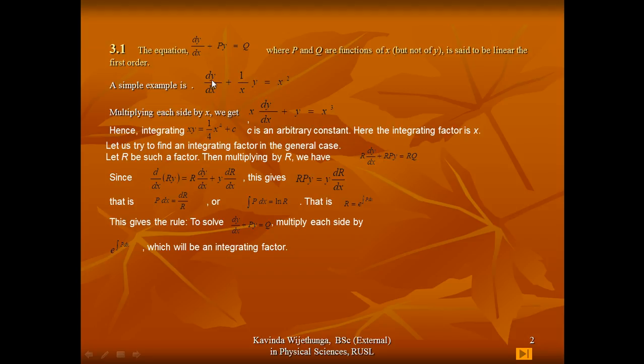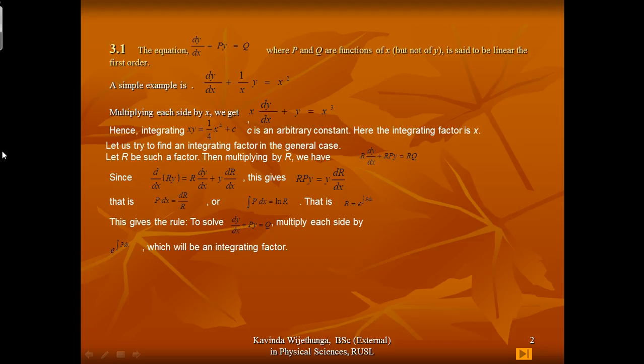So this is in that form, dy/dx + py. What is p here? p equals 1/x, which is a function of x, times y equals q, which equals x squared. So q is also a function of x. P is 1/x and q is x squared; both are functions of x.